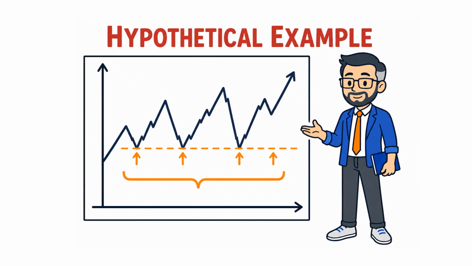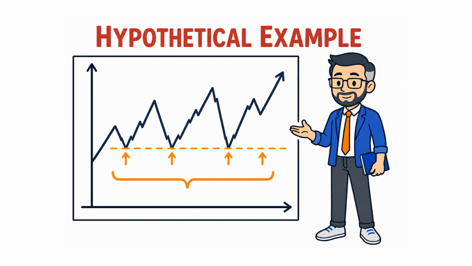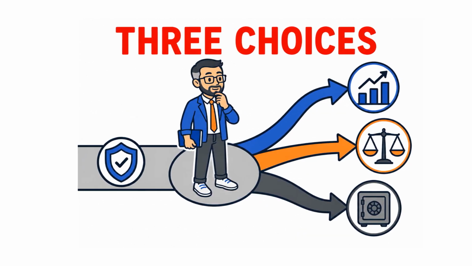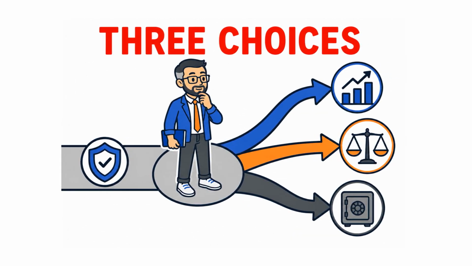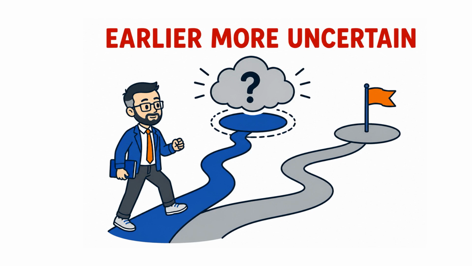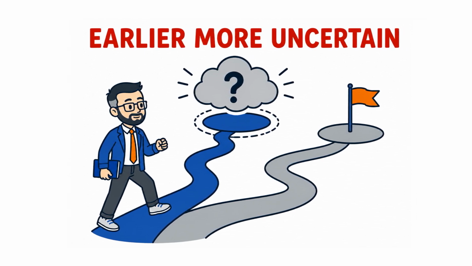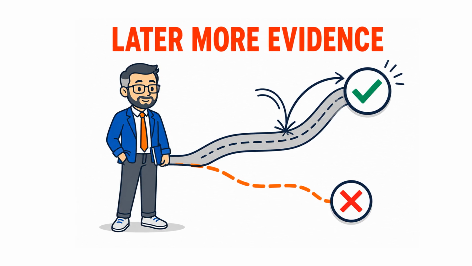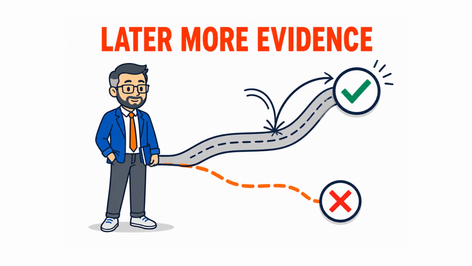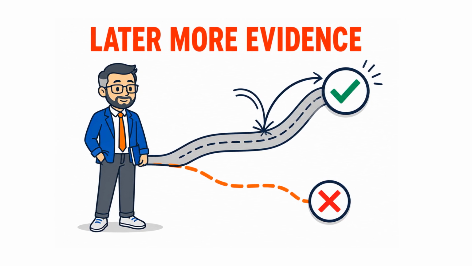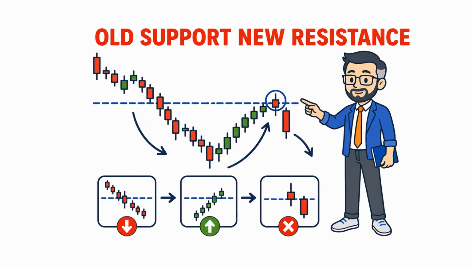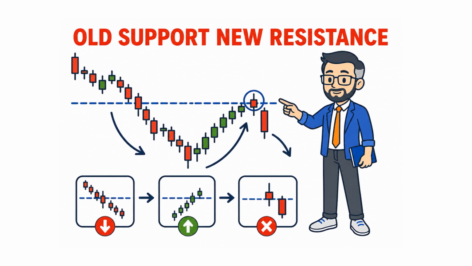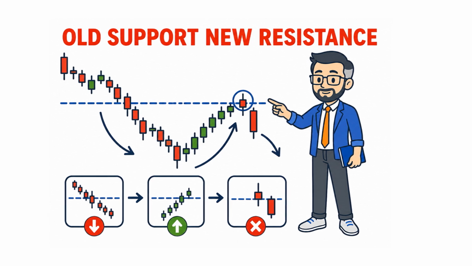Here is a hypothetical example. Imagine an asset has pulled back several times to roughly the same lower area and bounced. A trader marks that zone as possible support. If price returns there again, the trader has choices. One trader may act immediately at the zone, accepting more uncertainty in exchange for an earlier entry. Another may wait for confirmation, such as a clear bounce or a close back upward, accepting a later entry in exchange for more evidence. A third trader may do nothing unless price breaks below support, and then retests that area from underneath, treating the old support as possible new resistance.